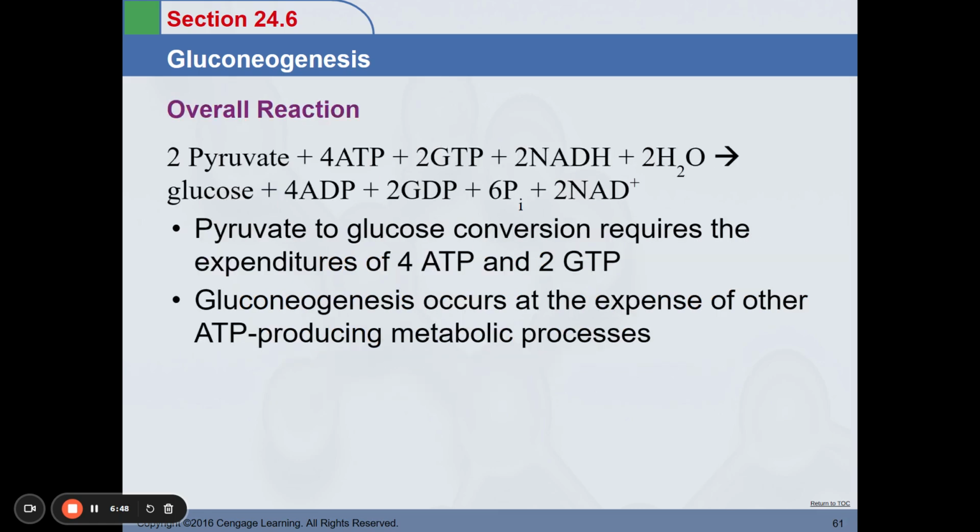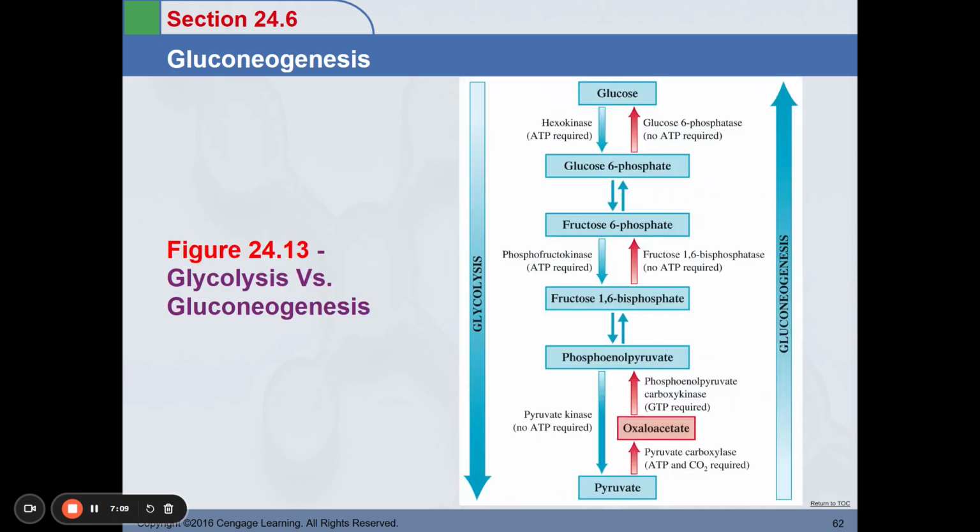So the overall reaction is that 2 pyruvate plus 4 ATP plus 2 GTP plus 2 NADH plus 2 water will form glucose, 4 ADP, 2 GDP, and 6 phosphate and 2 NAD. So this is an overall reaction for your gluconeogenesis.